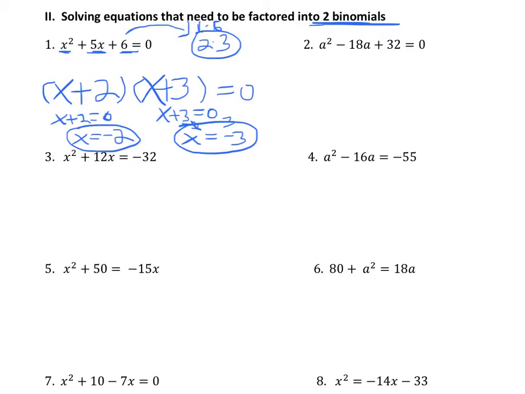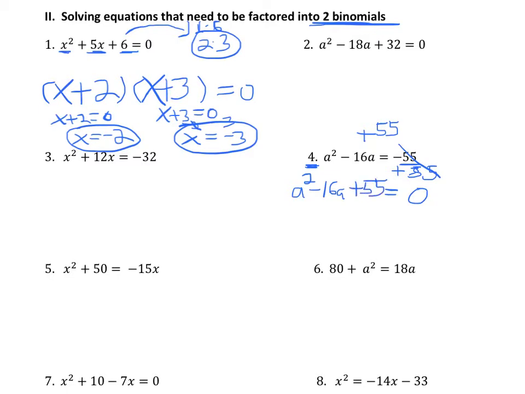I'm going to jump to number 4. Number 4, see how it's equal to negative 55? Well, I can't solve this until I have all the terms on one side and it equals 0. So I want to move this negative 55 to the left side. I'm going to do the opposite, so I'm going to add 55. I just have to rearrange a little bit. So that cancels, and that's going to equal 0. Then on the left side I have to add 55. So the quadratic equation on the left side is a squared minus 16a, and that's going to be plus 55.